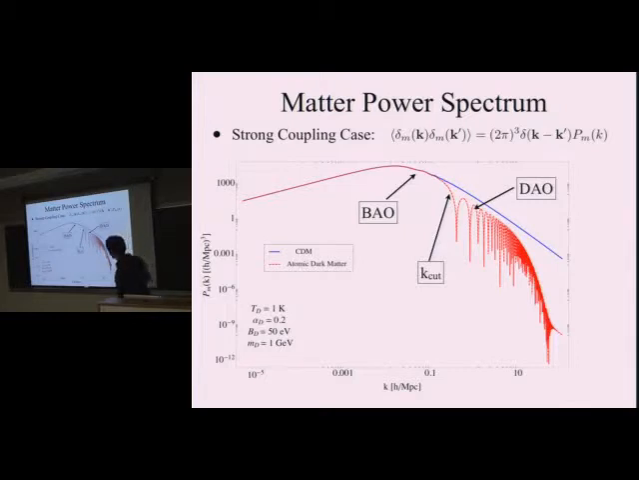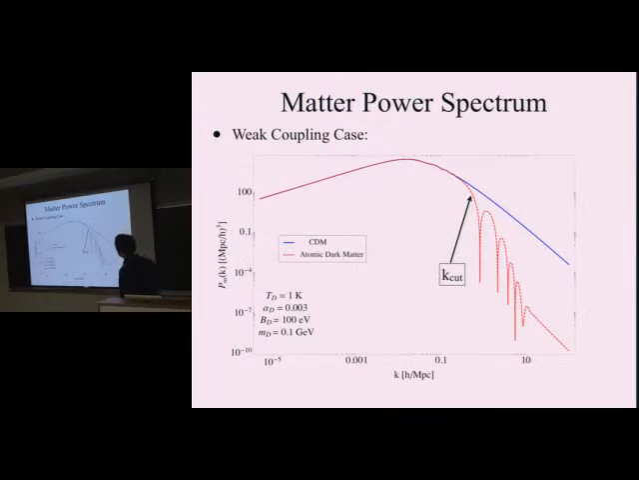And there's this important thing, this cutoff below which the power is reduced. Getting this cutoff right is important because it basically tells you the minimum mass of a dark matter halo you're going to get. This is for the strong coupling case, so we have a long regime of undamped oscillation. In the weak coupling case, you only have a few oscillations and they rapidly damp. Again, you get a cutoff, but the DAO regime is quite suppressed. So this is the kind of thing we're looking at.